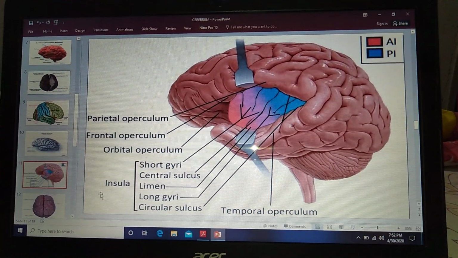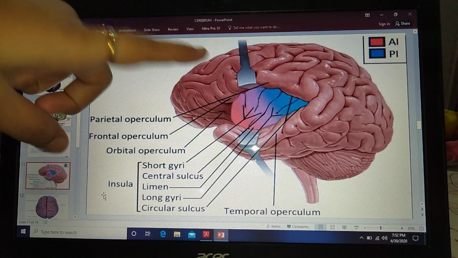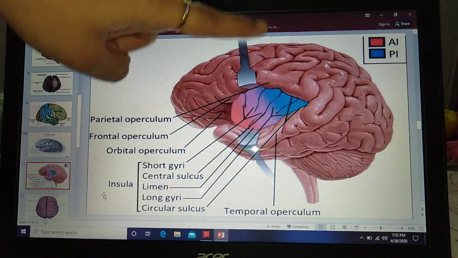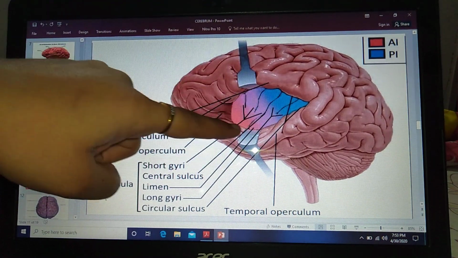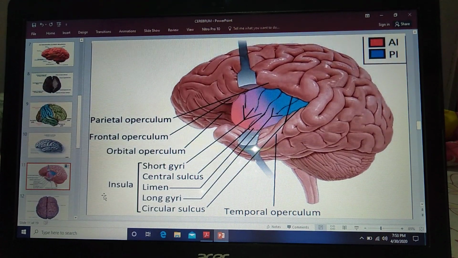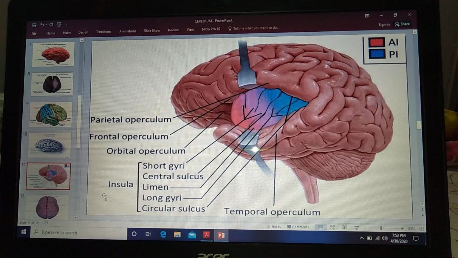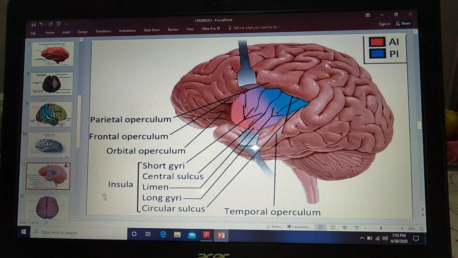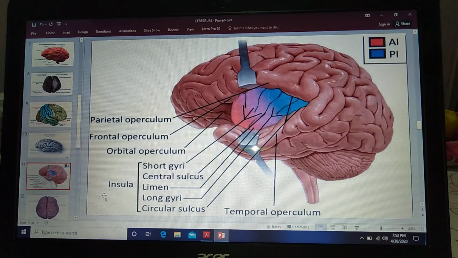Here you can see. If you separate the frontal and the parietal lobes from the temporal lobes, you can see another area present here, and that is called the insula. Okay, the insula lies deep in the floor of the lateral fissure, surrounded by the circular sulcus and overlapped by the adjacent cortical areas. Right, these cortical areas are called here the opercula.